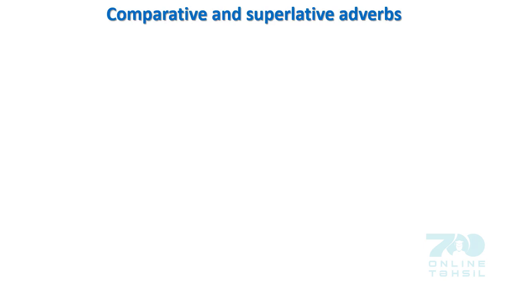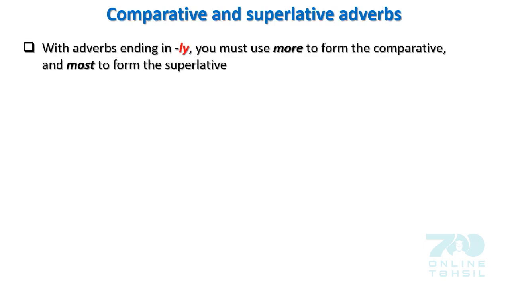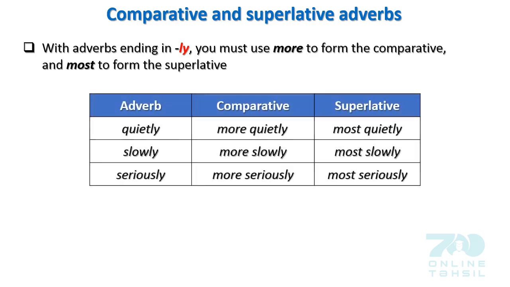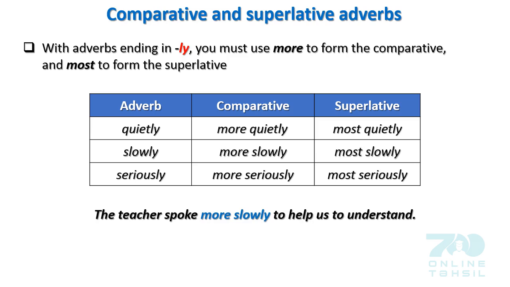Comparative and superlative adverbs. With adverbs ending in ly, you must use more to form the comparative and most to form the superlative. Look at the table. Adverb: quietly, comparative: more quietly, superlative: most quietly. Slowly, more slowly, most slowly. Seriously, more seriously, most seriously. Examples: The teacher spoke more slowly to help us to understand. Could you sing more quietly, please?